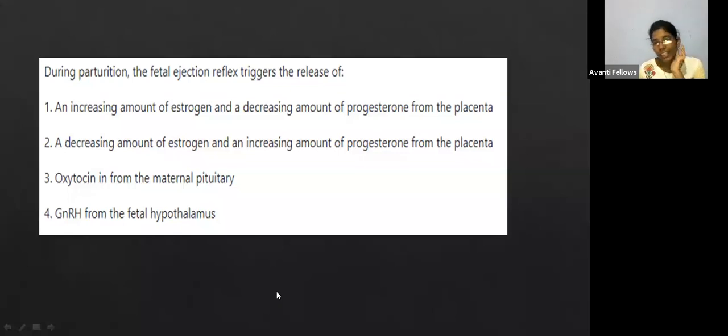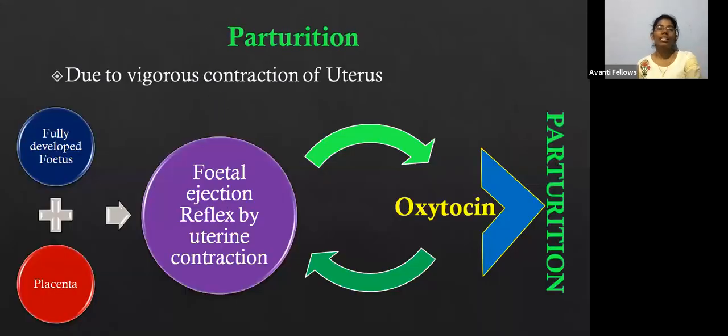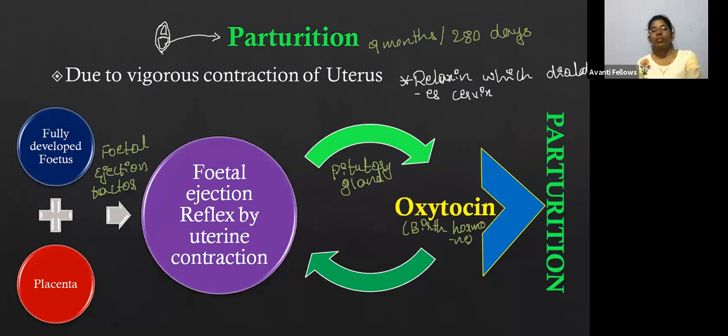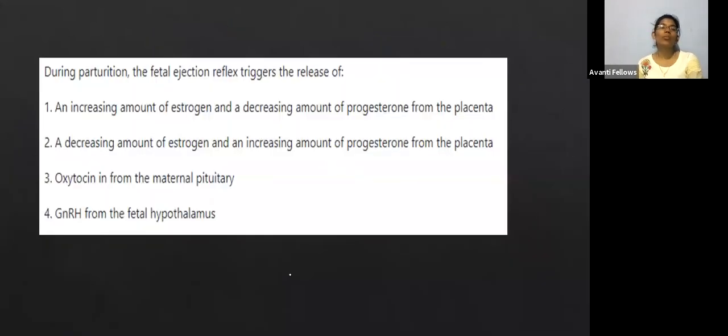And the results are like this. 7% of the people have chosen option A, 10% have chosen option B, 80% have chosen option C, and 3% have chosen option D. See, just look at this. The fetal ejection reflex by uterine contraction stimulates the pituitary gland, and then oxytocin is released by the pituitary, right? Why did you give the wrong answer?